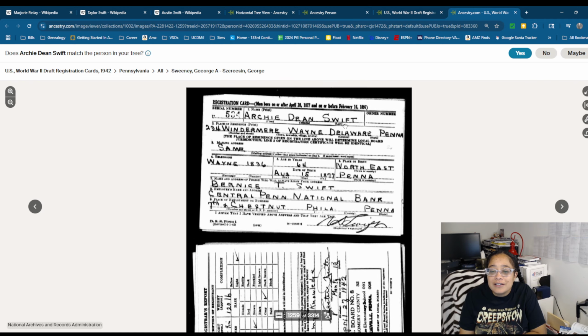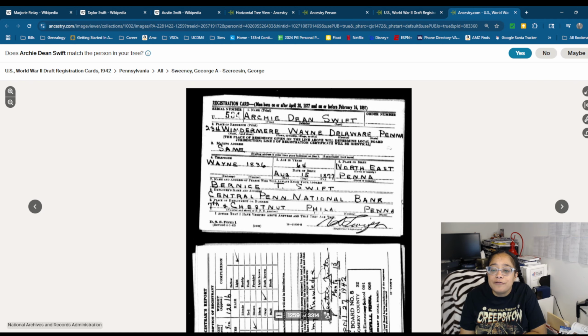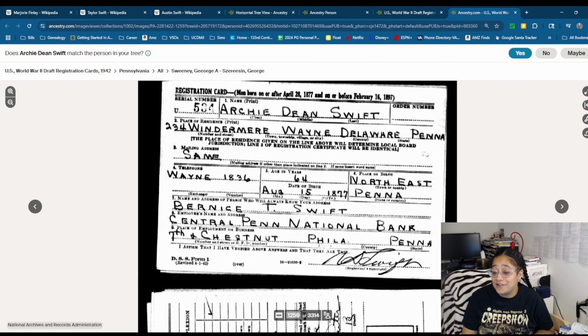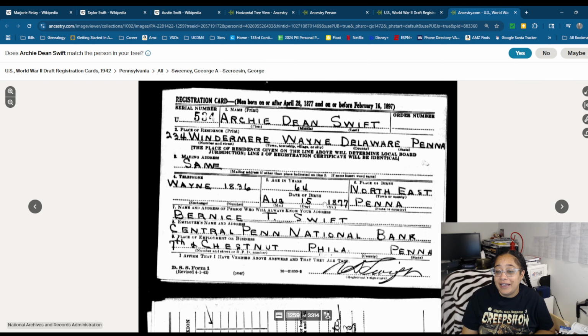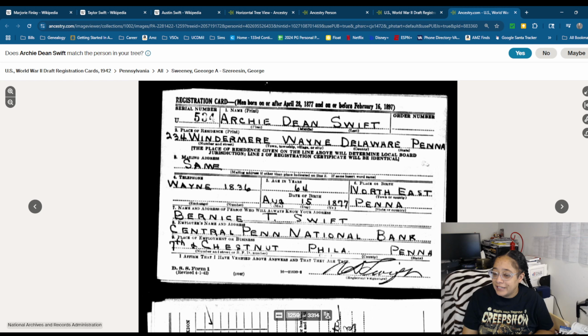So we have Archie Dean Swift. He was living at 234 Windermere Lane in Delaware, Pennsylvania. His mailing address is the same. Telephone Wayne 1836. I don't know if y'all knew this, but telephone numbers usually were not that long when they first got started as they are today. He was 64 years at the time. He had to complete this draft card, again, August 15th, 1877, Northeast Pennsylvania.